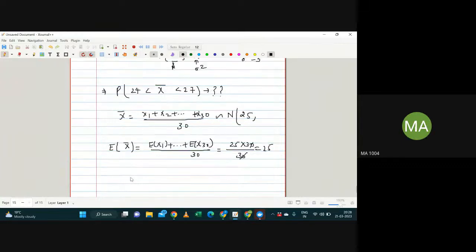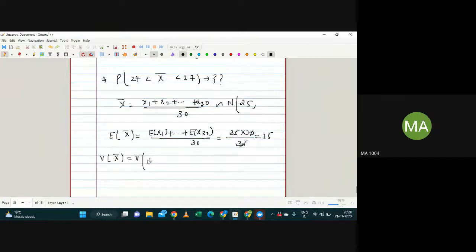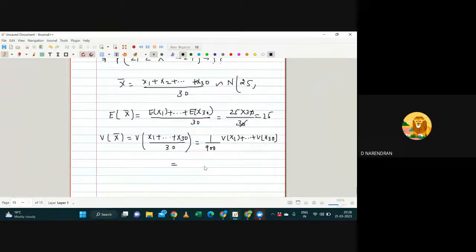What is the variance of x bar? It is the variance of x1 plus and so on up to x30, divided by 30. So I get 1 by 30 square, that means 900, times the variance of x1 plus and so on up to the variance of x30. What is the variance of each xi? It is 9. So 9 times 30 divided by 900, so it will be 3 by 10. Correct? 3 by 10 is the variance, right? Yes, sir. So far it is clear. That means the variance is 3 by 10.